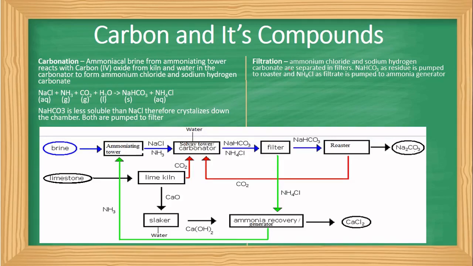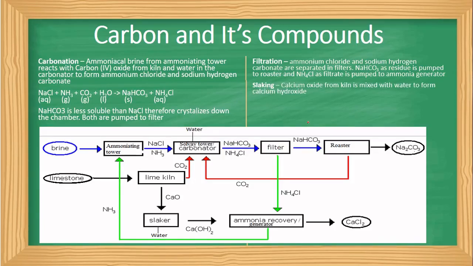becomes the filtrate after filtering, because it is the one that has not crystallized, while sodium hydrogen carbonate becomes the residue. Now after separation, the ammonium chloride is pushed down to another chamber called ammonia recovery or ammonia generator chamber, while now the sodium hydrogen carbonate moves straight to the roaster for the final stage of production of sodium carbonate. So that process that happens there in the filter is called filtration.